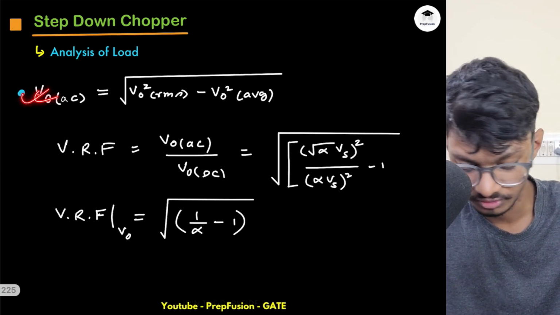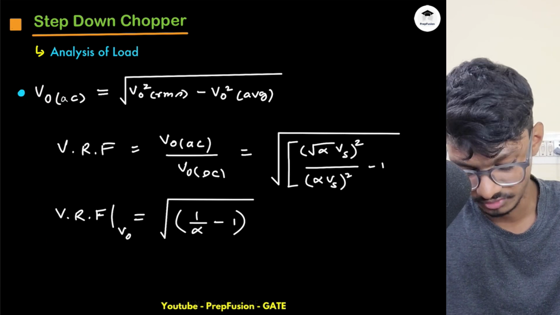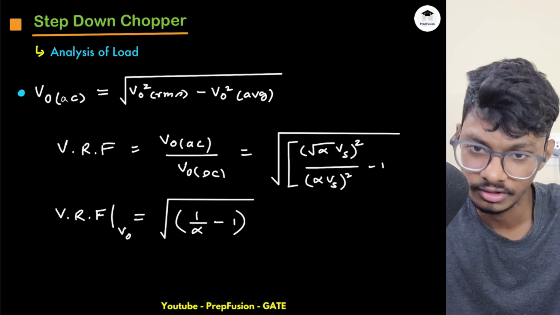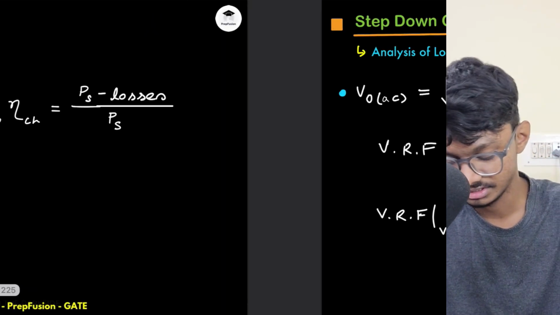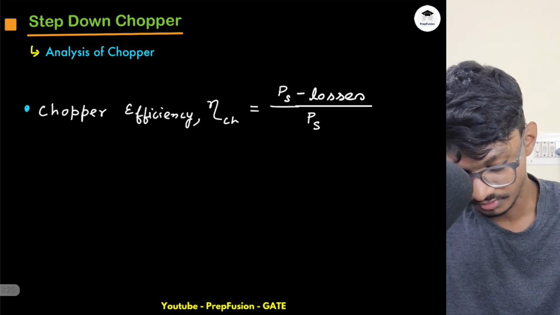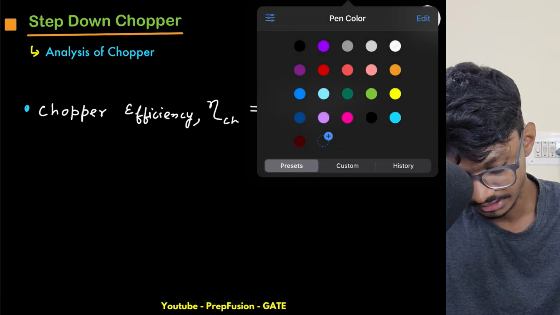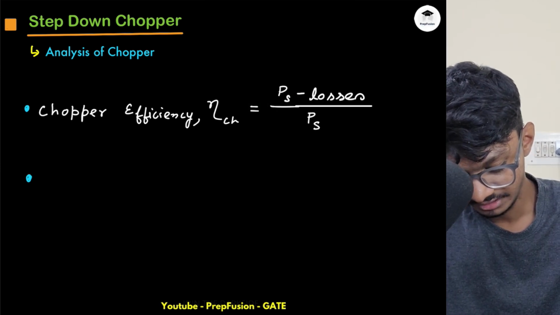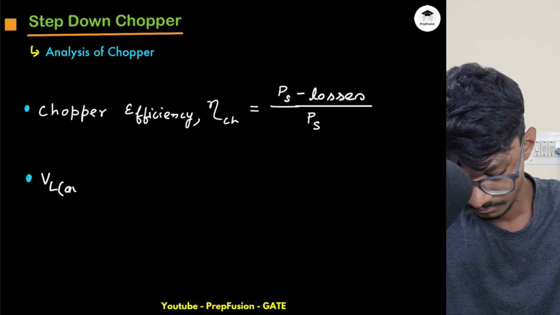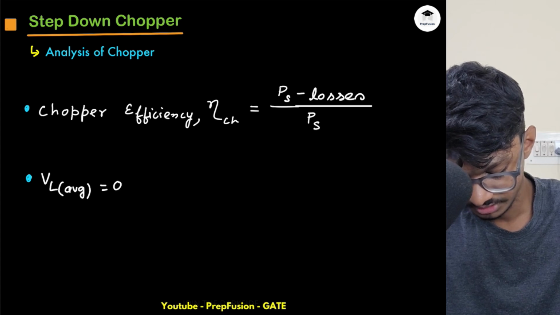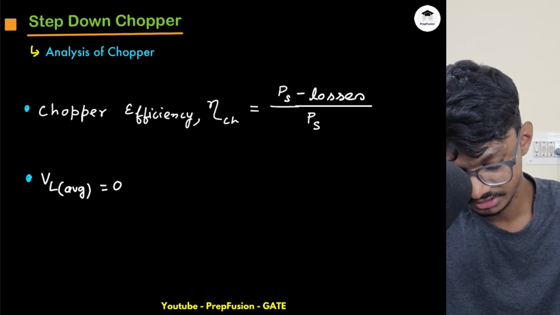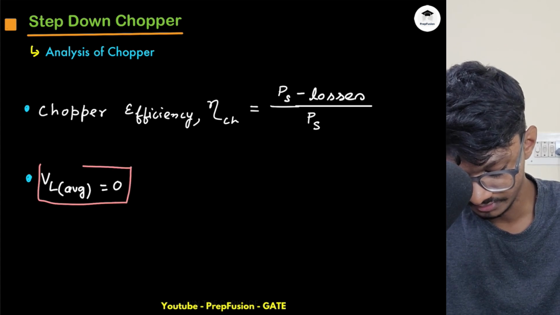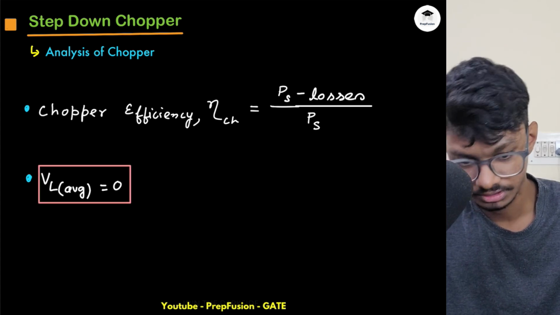That is my PO. That is my chopper efficiency. And again, if you want to find out the ripple, same formulas. I don't need to explain much. Just one thing you have to keep in mind is that you have to make the average inductor voltage 0. So in the analysis of chopper, one more thing I will tell here: VL average is 0 volts. So this thing is very, very important. From here only we will derive the formulas. Okay, this is a very, very important point.